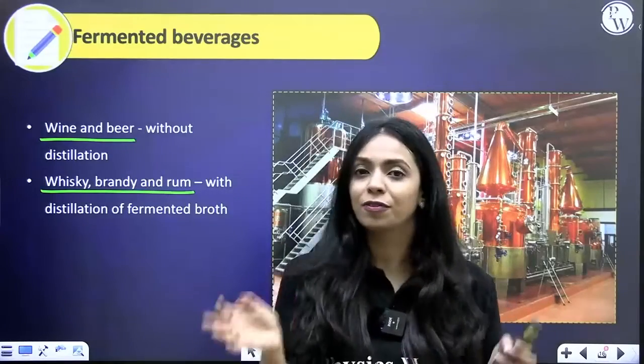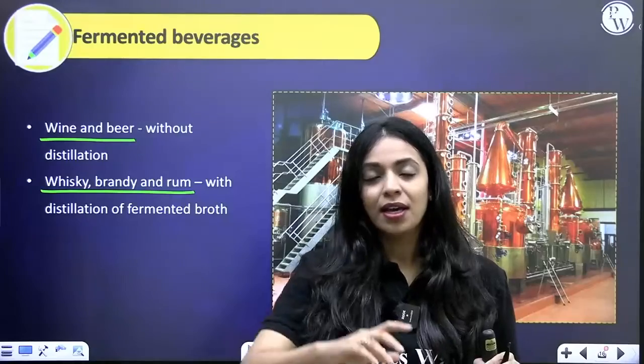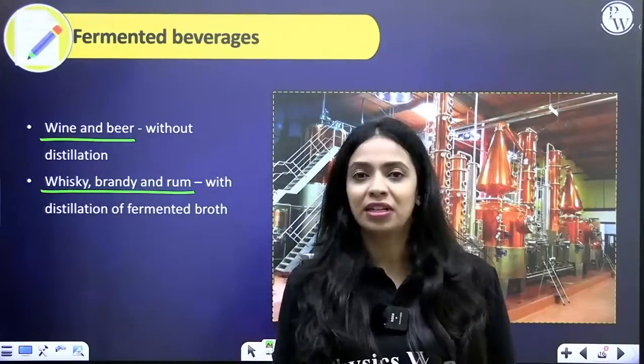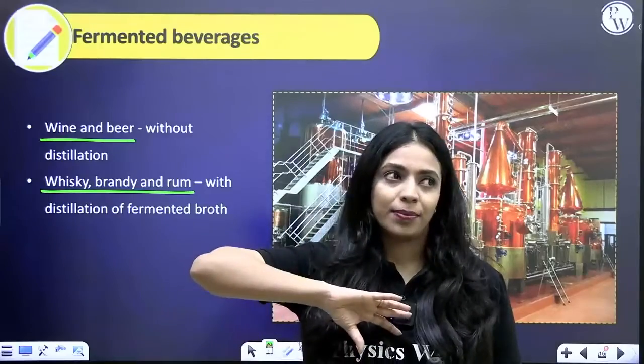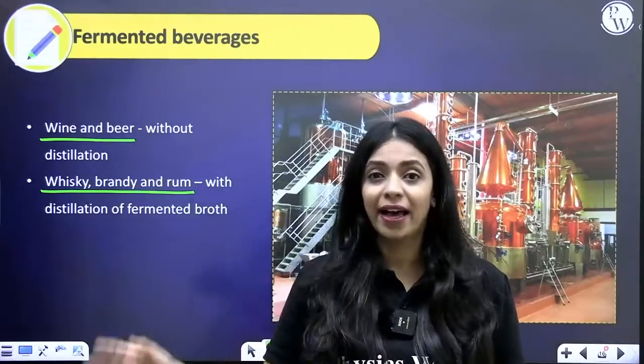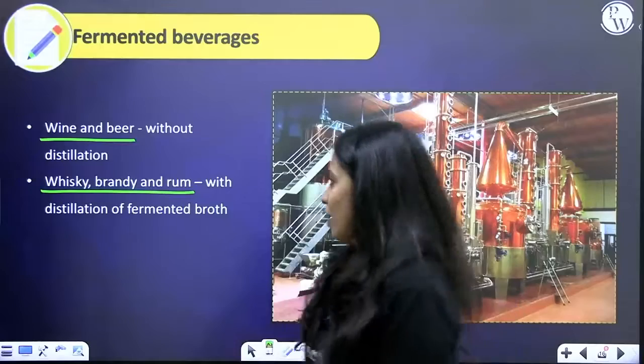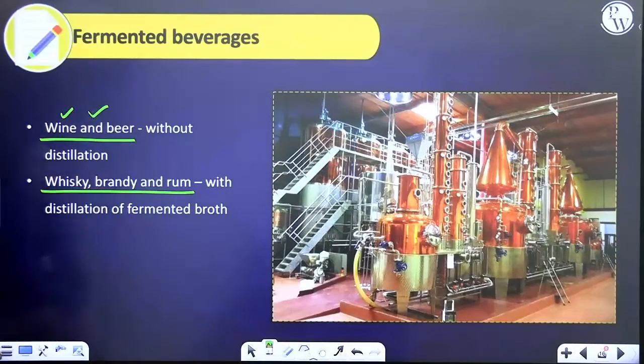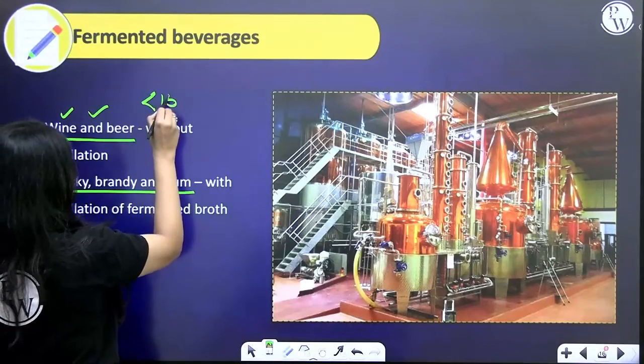What happens is, after the alcohol is formed, it is put through fractional distillation. From fractional distillation, you get beverages that have a very high content of alcohol. When you consider wine and beer, these are alcoholic beverages that have not gone through distillation. So the percentage of alcohol in such drinks is usually less than 15%.